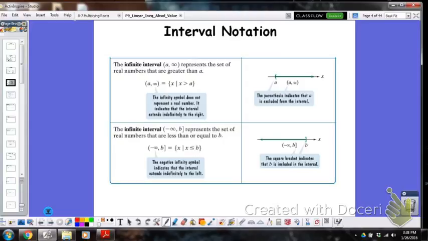Now we also have the infinite interval notation. That's whenever we're talking about x is greater than a number or x is less than a number. So if x is greater than a number, say that number is A, we say that is between A and infinity. Notice that with infinity, we have a parenthesis because you cannot be equal to infinity. So we use a parenthesis.